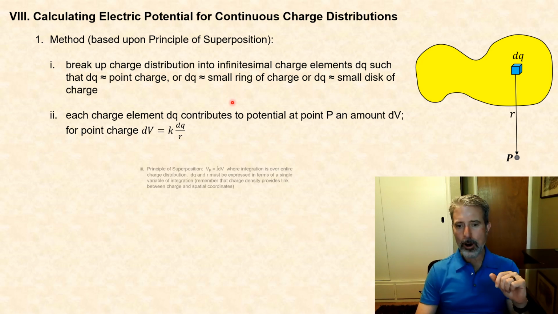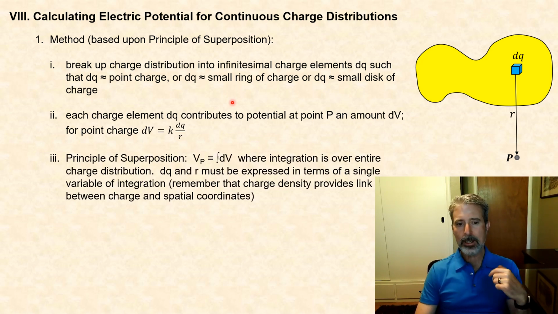As you know, the challenge, as always, when we actually want to sum up all of the contributions due to all the dq's, amounts to taking the integral. We have to integrate over the entire charge distribution, and you know that dq and r must be expressed in terms of a single integration variable. That's the challenge. Remember that charge density becomes a link between charge and spatial coordinates. Remember trigonometry, too: triangle trigonometry can often be used to find relationships between your spatial coordinates themselves.